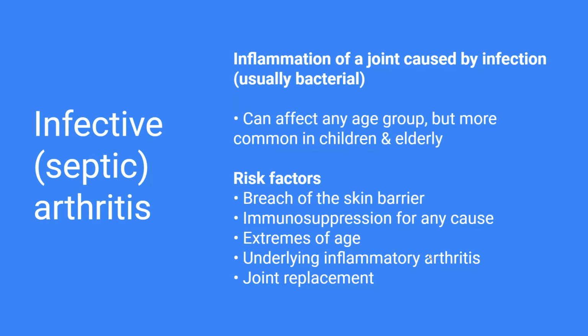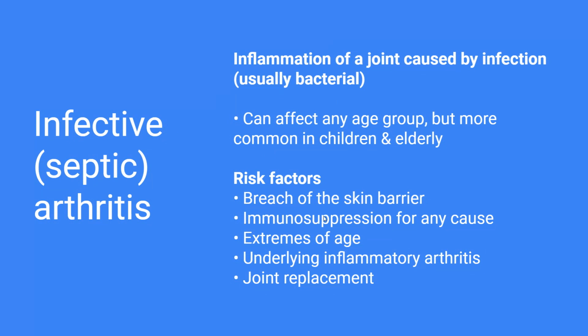Any underlying inflammatory arthritis, especially if they would probably be taking immunosuppressants, puts them at more risk. And any sort of joint replacement, because it could be an infection in that new or prosthetic joint, which introduces the infection into the joint. So if you think about it, you can divide the risk factors into causal factors: a breach of a skin barrier, joint replacement, for example, or immunosuppression.